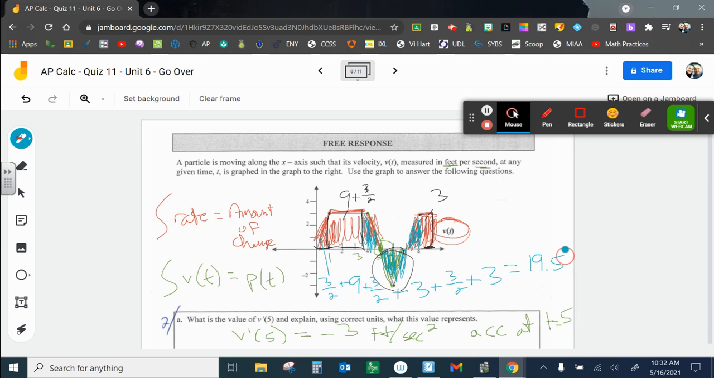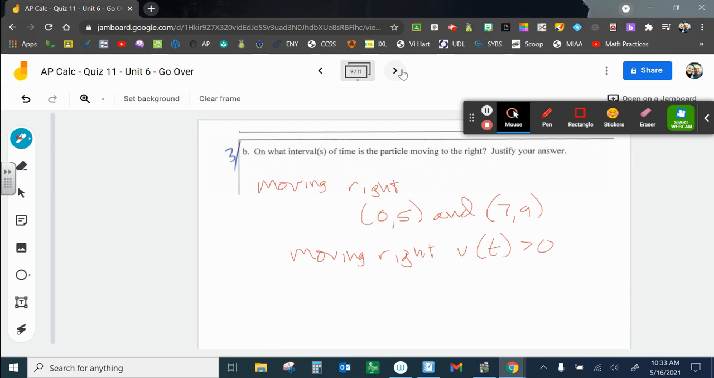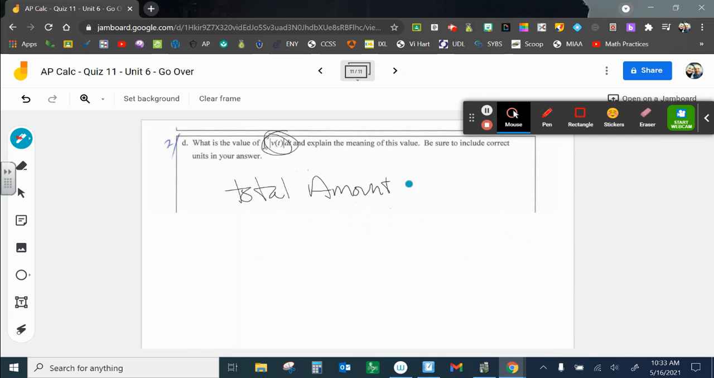So our total distance is 19 and a half. Okay? So that's our total distance. Because the net distance is where we start and where we end up, and this is the total distance traveled, even when we went to the left. Total distance traveled from 0 to 9 seconds.